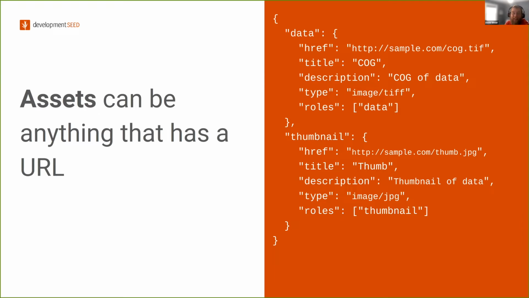An asset is then stored within STAC as JSON that has a specific structure. The three things that matter the most are: you have your href, the URL, where do you find this asset? You have a title and description, and then you have a type. What is this thing that we're describing? And the roles. How do you use this particular asset?